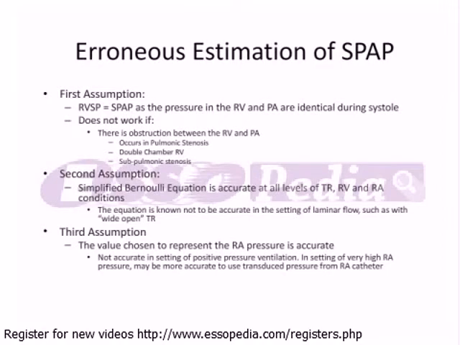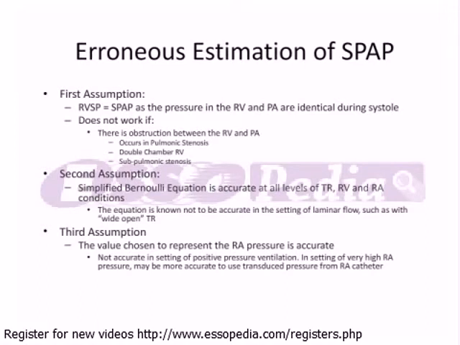The second assumption is that the simplified Bernoulli equation is accurate at all levels of tricuspid regurgitation and all conditions of the right ventricle and right atrium. The equation is known not to be accurate in the setting of laminar flow, such as with wide-open tricuspid regurgitation. The third assumption is that the value chosen to represent the right atrial pressure is accurate. And we know this is not always accurate, particularly in the setting of positive pressure ventilation. In the setting of very high right atrial pressure, it may be more accurate to use the transduced pressure from a right atrial catheter.